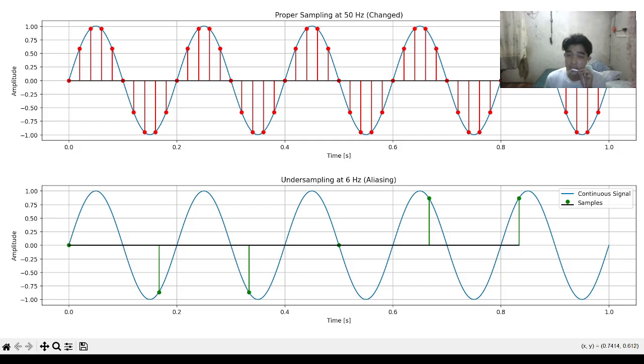As we can see, like in televisions and videos and music, if the frequency is low, we can hear or we can see the distortions. And that is for laboratory activity number 8, sampling and aliasing.